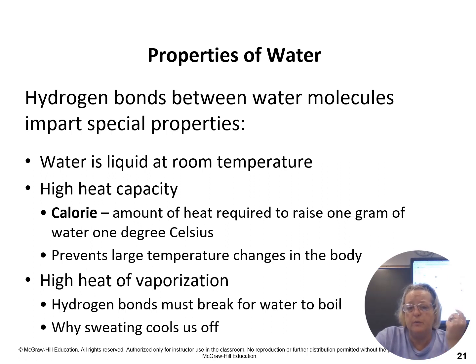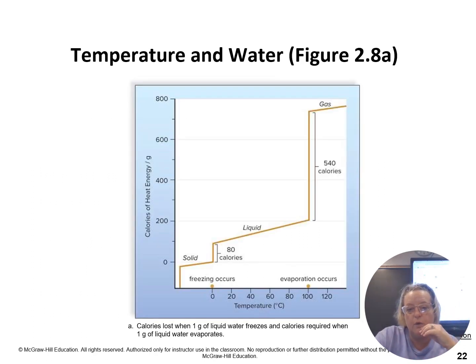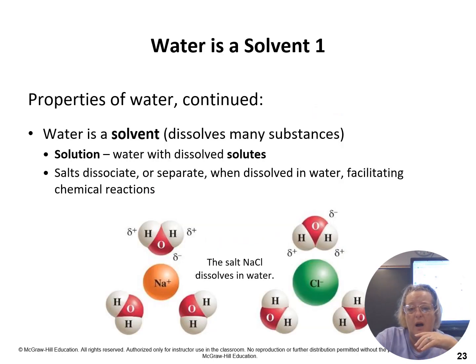So water is liquid at room temperature. It has a high heat capacity, which means it takes more calories to raise 1 gram of water 1 degree Celsius than other liquids. There's a high heat of vaporization. Those hydrogen bonds have to break in order for that water to boil, and it's also why sweating cools us off. If you look here, you can see it takes 540 calories to go from a liquid to a gas. It only takes 80 to go from a solid to a liquid. Okay, so the heat of vaporization in water is pretty high.